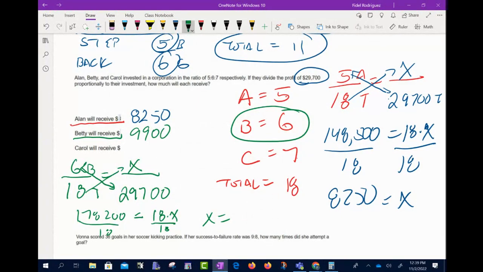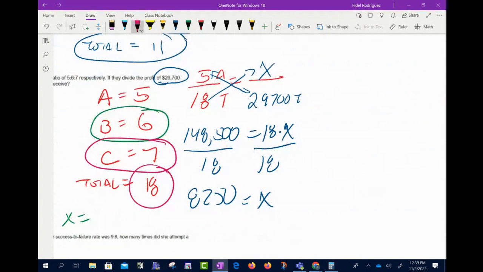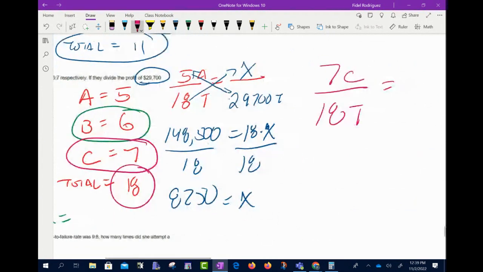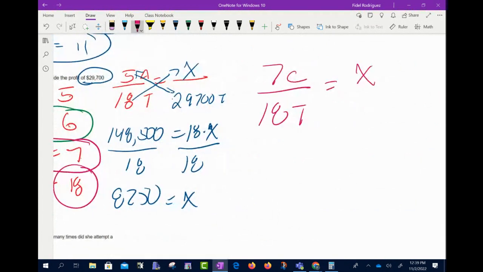Now, we still have one more person that we got to figure out. We got to find out how much Carol is going to get. Now, guys, we could do this a couple of ways, okay? We could say, look, Carol's portion is 7 to the 18. So look, I'm just going to write this over here on the side. So 7, that's Carol's portion, to the 18, which is the total. And Carol's going to get a certain amount of money, right? To the 29,700, right?